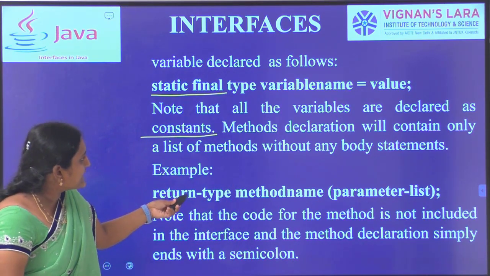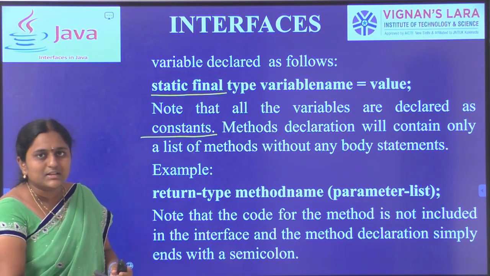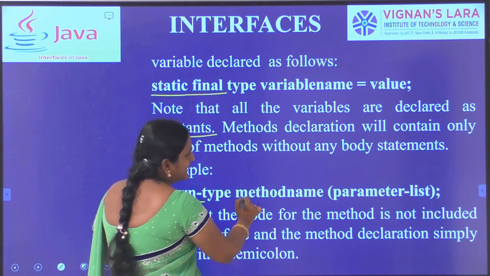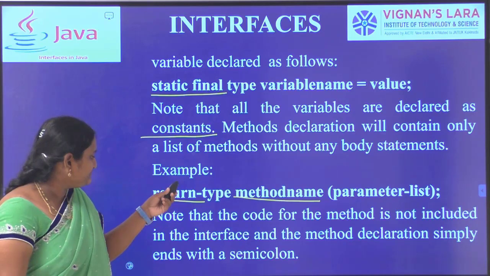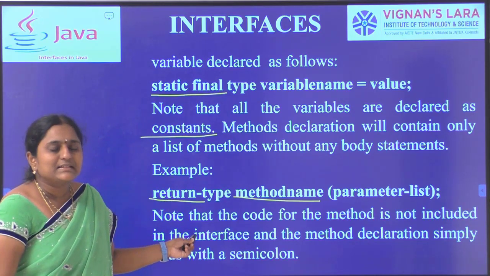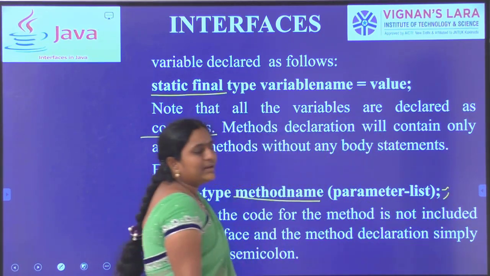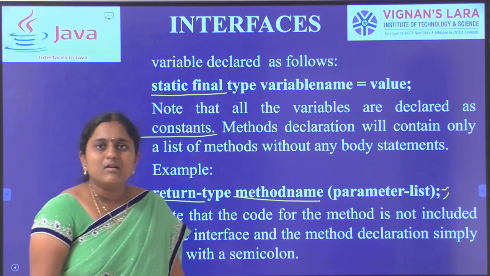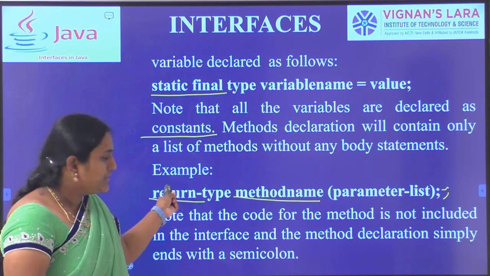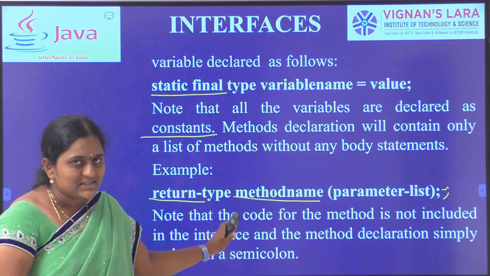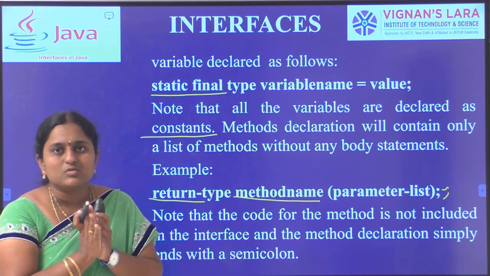Next one, what is the syntax for declaring a method? Generally, the syntax for declaring a method is return type, method name, parameter list. But any method defined within the interface contains only method declarations without any body. Simply, we put a semicolon at the end of the statement. It is nothing but the interface concept.